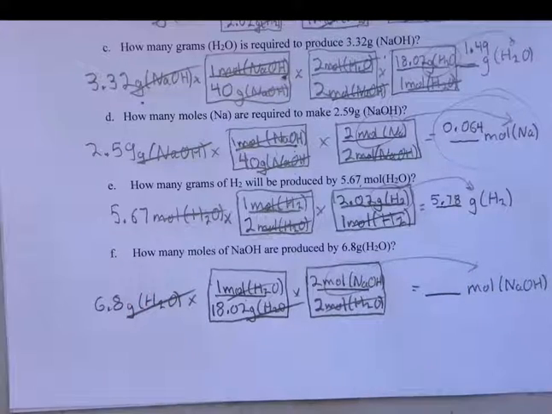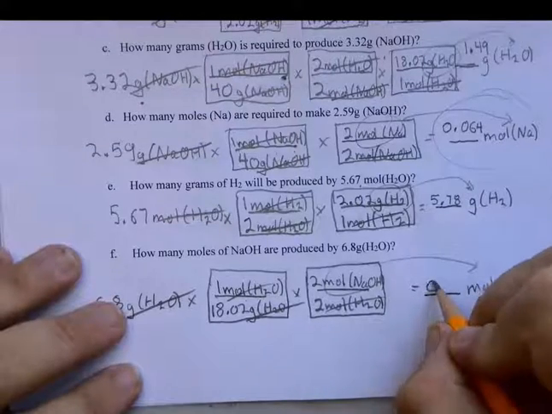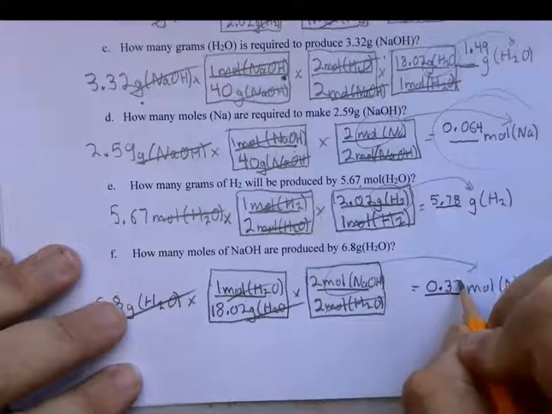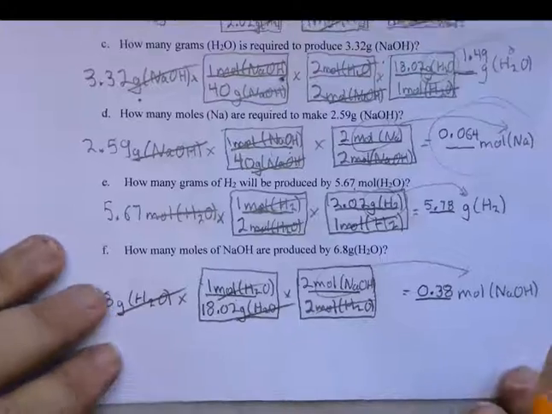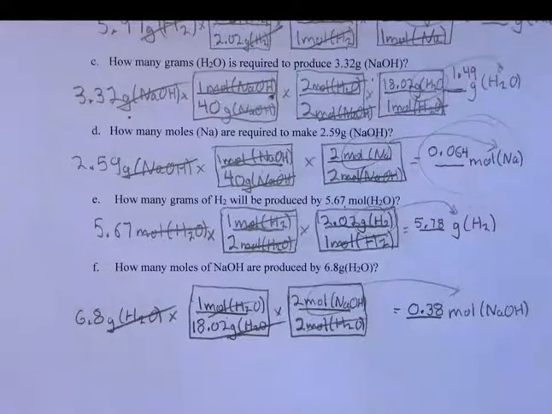So now we can do our math. So it's 6.8 times 1 times 2 divided by 2 and divided by 18.02. And that gives us 0.38. And that's our answer. And that takes care of this particular equation.